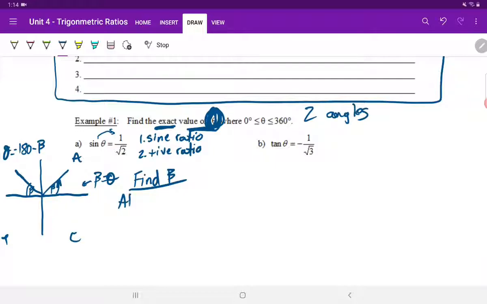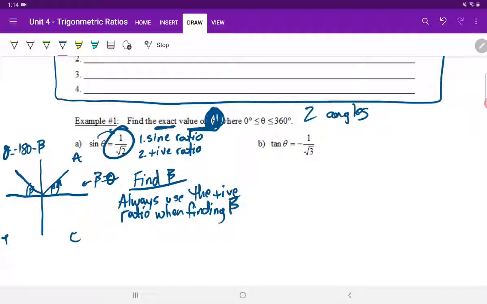You always use the positive ratio when finding beta. So you're probably wondering, but this one is already positive, right? It's already a positive ratio. You're right. Okay, so in this case, it won't make a difference.